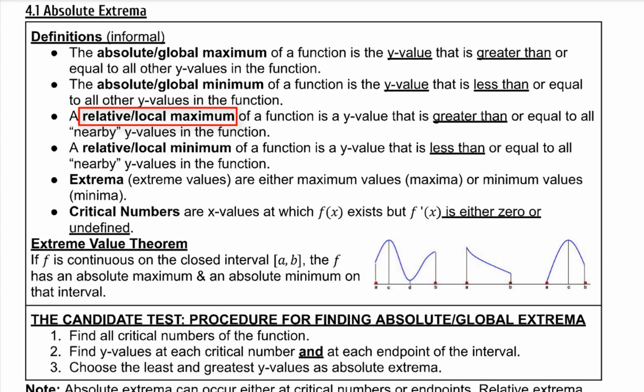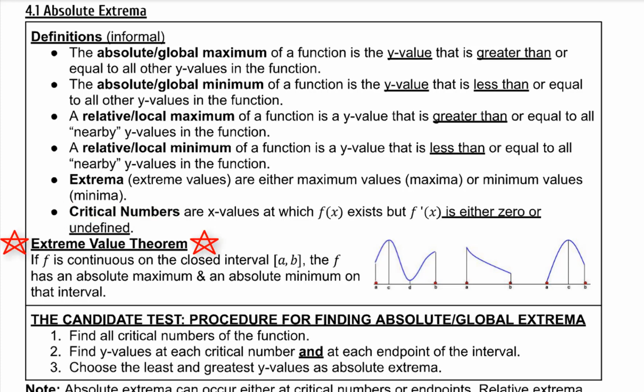A relative or local maximum of a function is a y value that is greater than or equal to all the nearby y values, and a relative or local minimum is less than or equal to the nearby y values. Extrema, also called extreme values, are either maximum values, the plural for that is maxima, or minimum values, the plural for that is minima. Critical numbers are x values at which f of x exists, but f prime of x is either 0 or undefined.